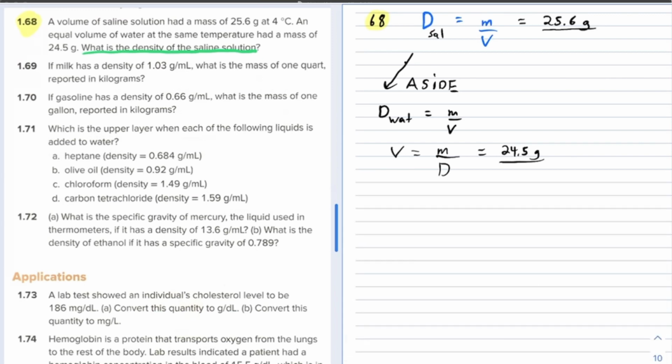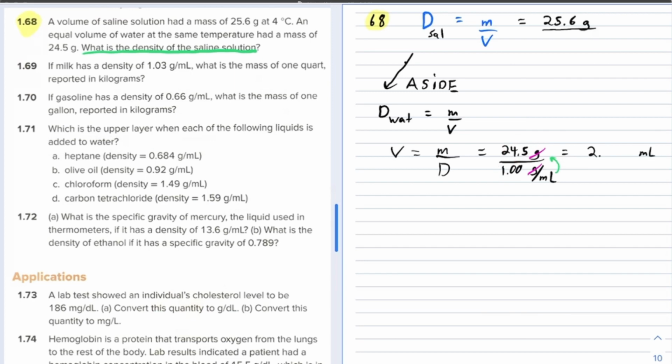So let's plug that in. 1.00 grams per milliliter. And you can see the gram units canceling, and the milliliter is in the denominator of the denominator, so it comes back up. And so our units are going to be milliliters, so that works out. And then the numbers, 24.5 divided by 1 is simply 24.5.